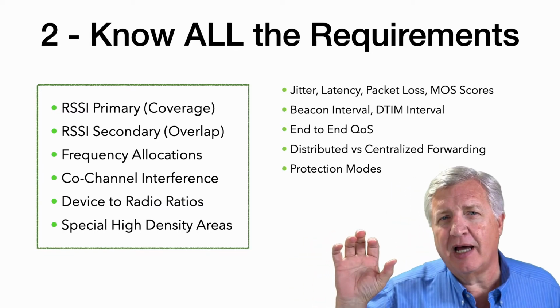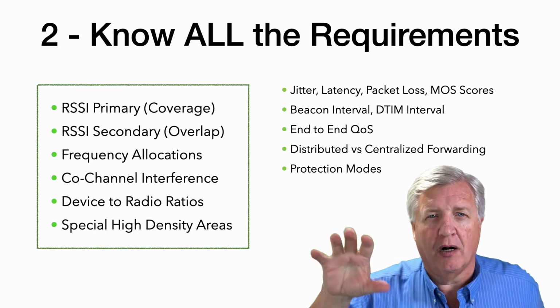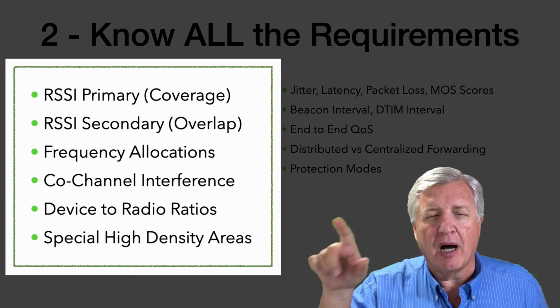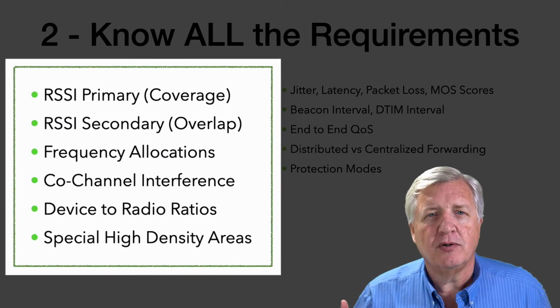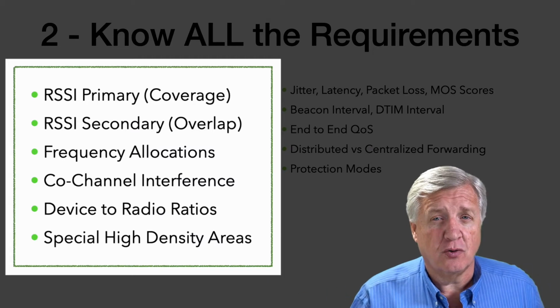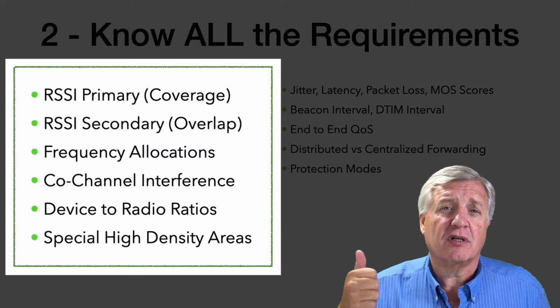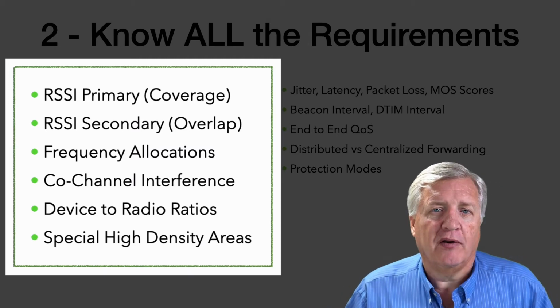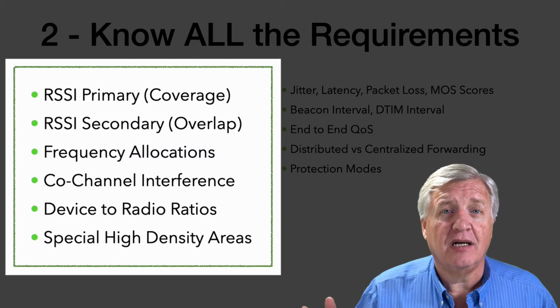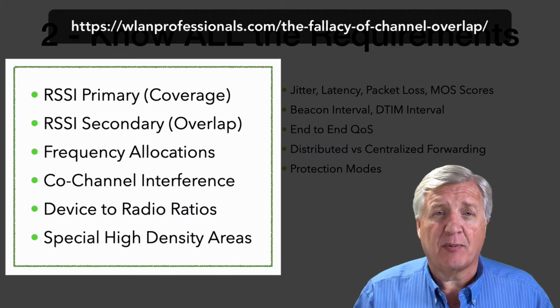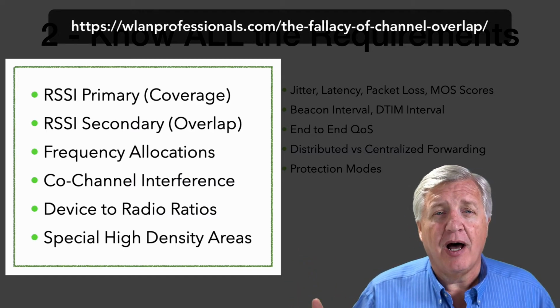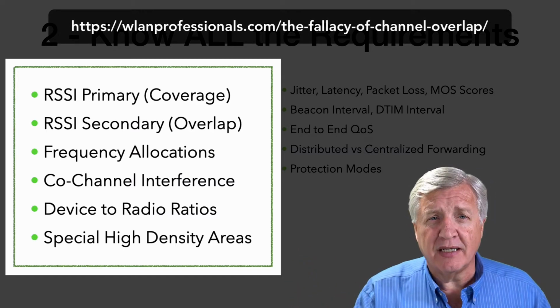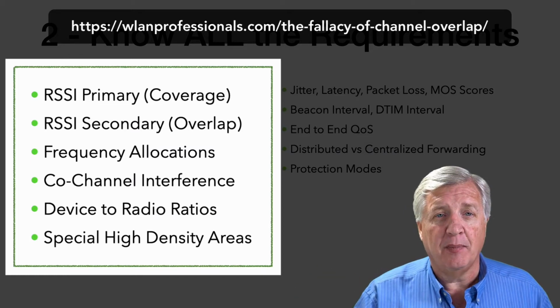Now, I put on the slide a couple of groups here. The group in the green box are the things that you can put into your design or validation tool. Primary coverage, secondary coverage. Some people call that overlap. Yeah, I don't do that anymore. And if you want to look it up, there's a fallacy of channel overlap, a white paper I wrote probably a decade ago now about how we don't do overlap in percentage. We do overlap by dBm.